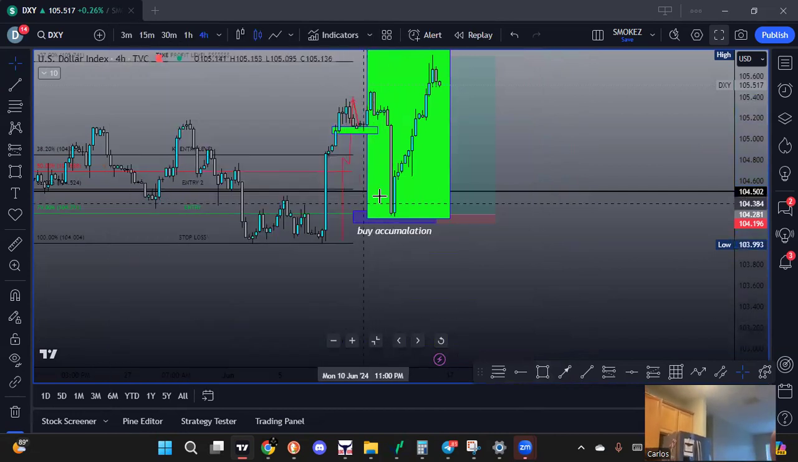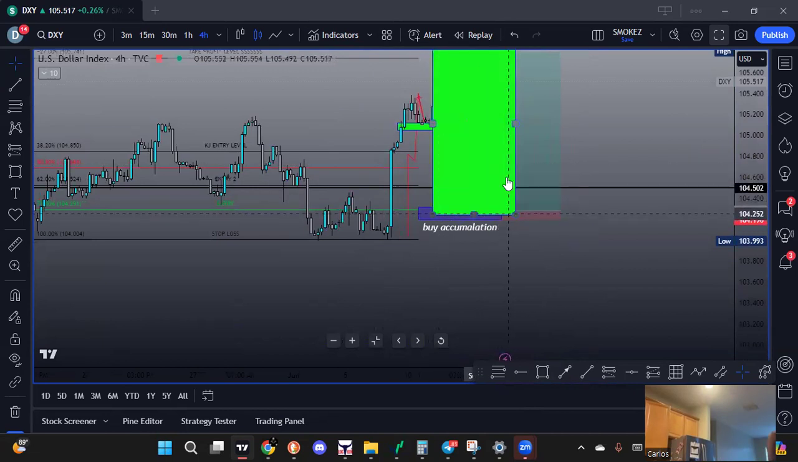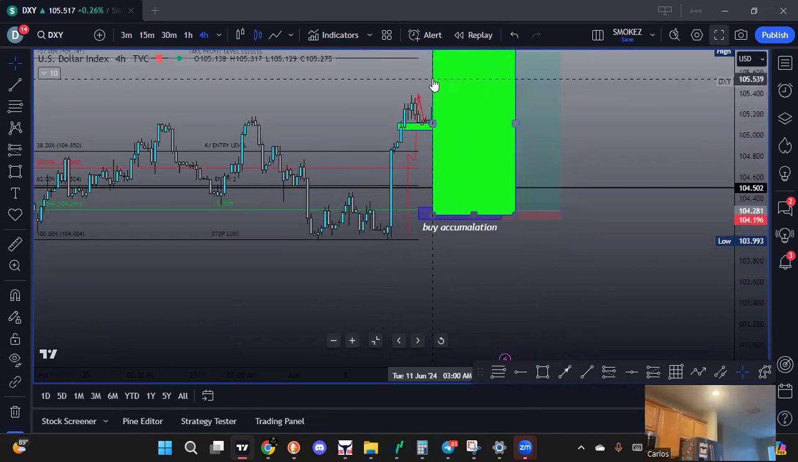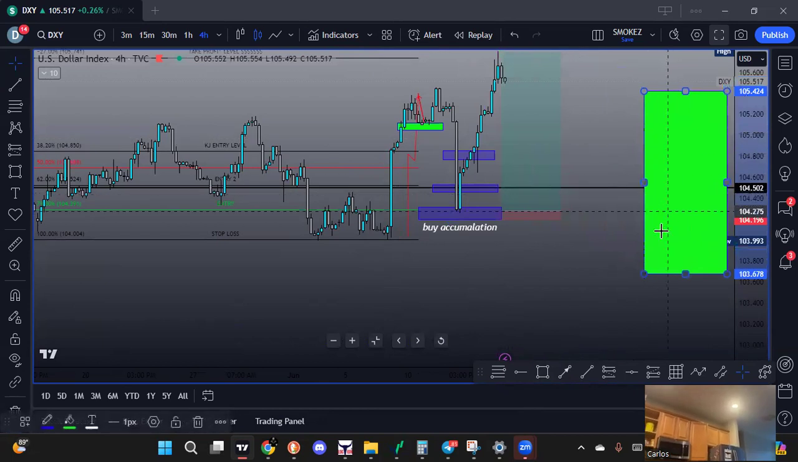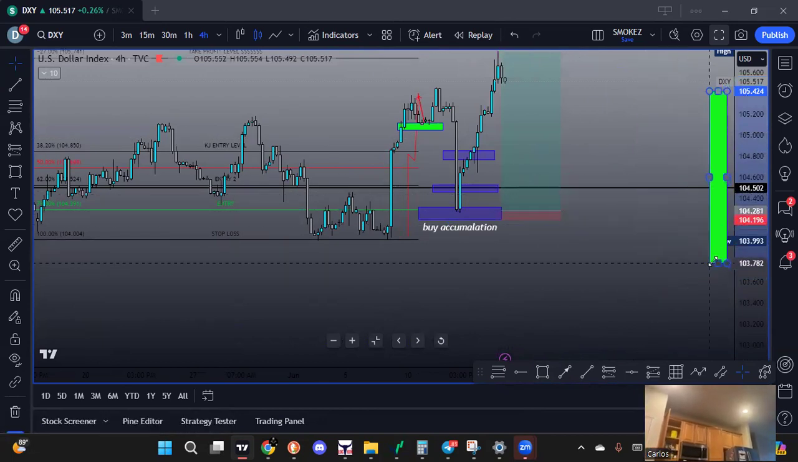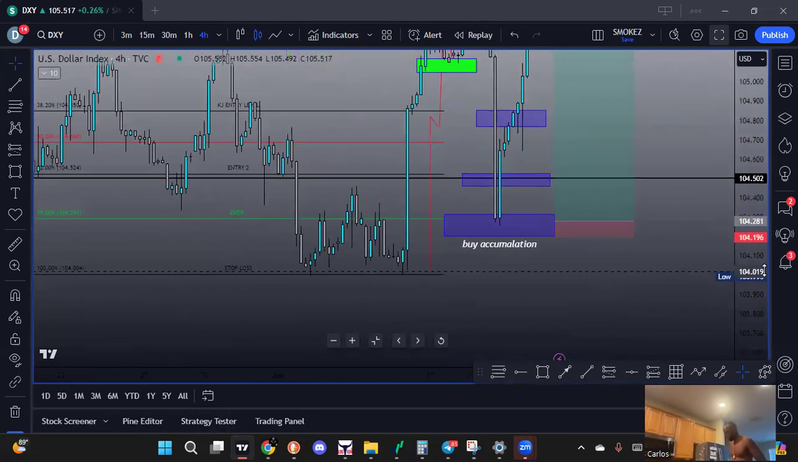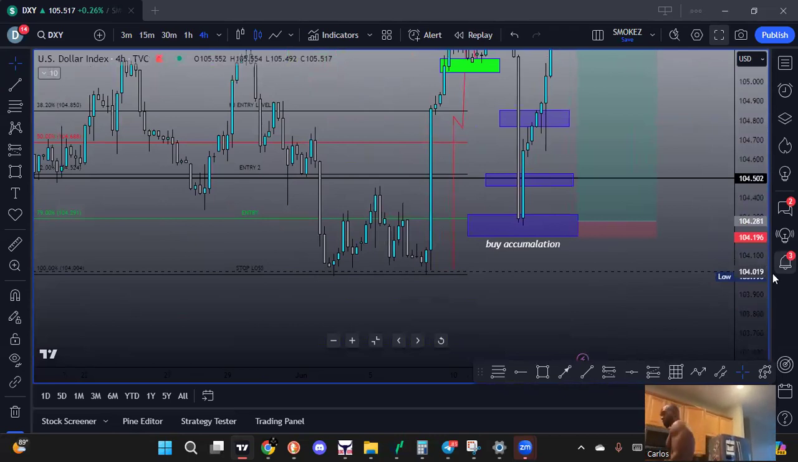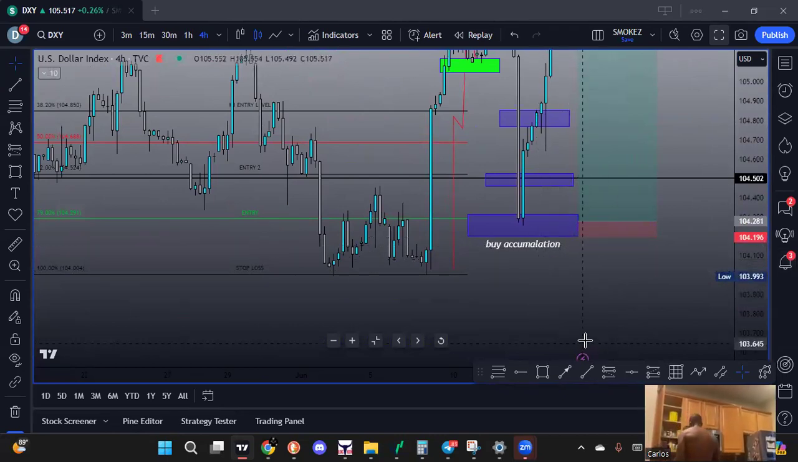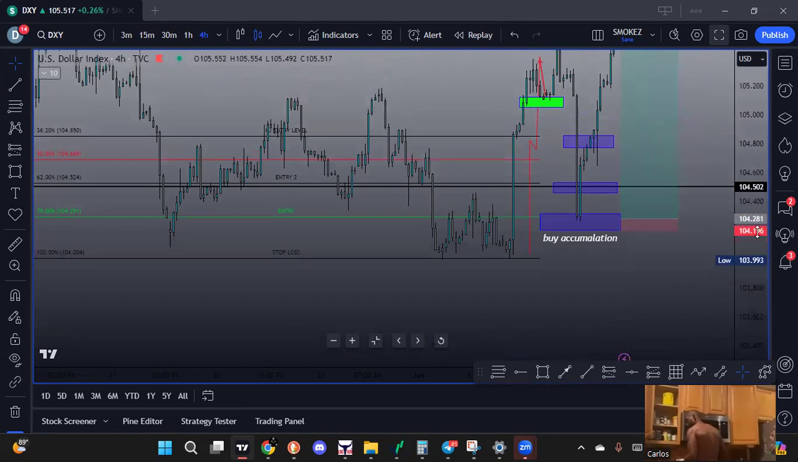You see? I can see the settings. The settings of your fibs? I'm going to show you. I'm going to give it to you. All right, I'm going to send you a picture.